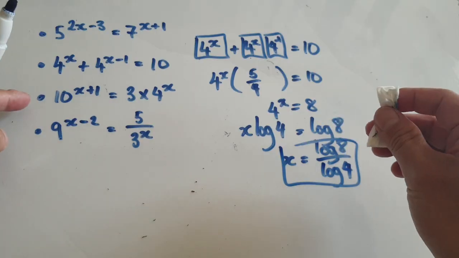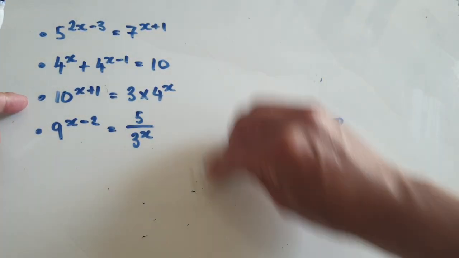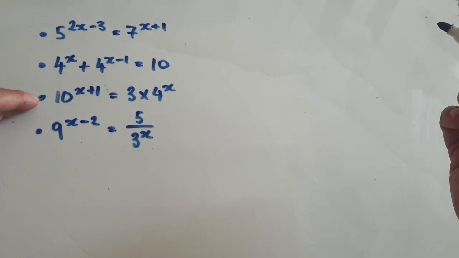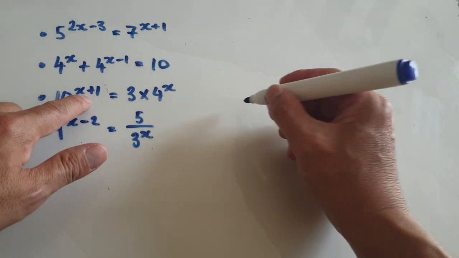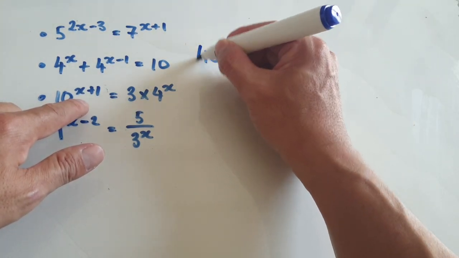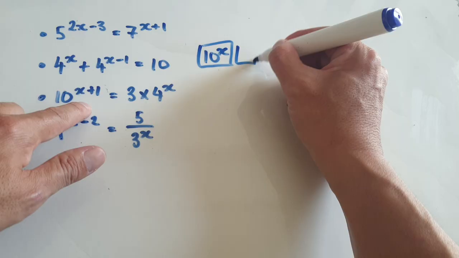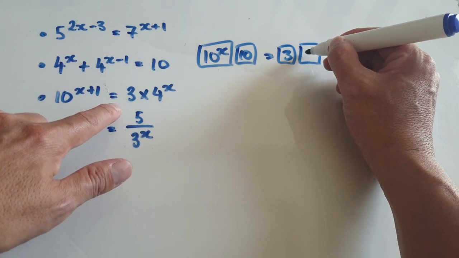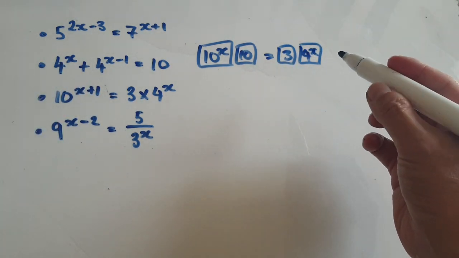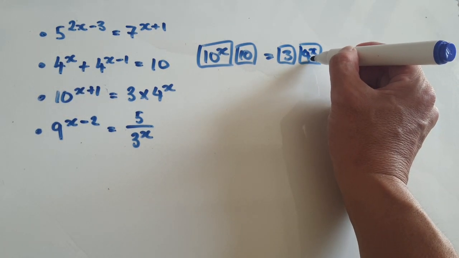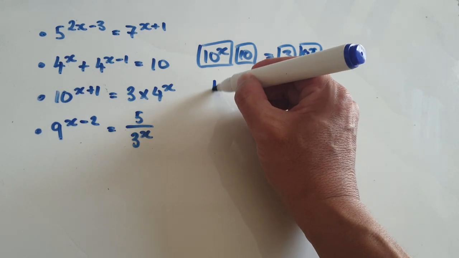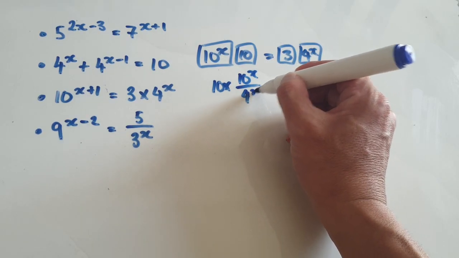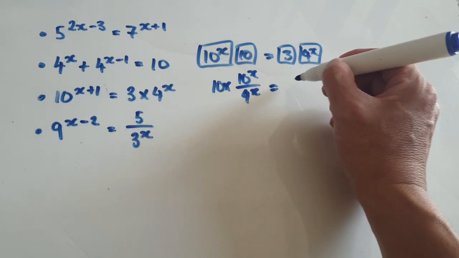Okay, for the third one, break this up into a block of 10 to the power of x times a block of 10, and then equals a block of 3 times a block of 4 to the power of x. So now divide both sides by 4 to the power of x. So I'm just going to rewrite it as 10 times, and then this thing 10 to the power of x divided by 4 to the power of x. Remember, dividing both sides by 4 to the power of x will then give you this.